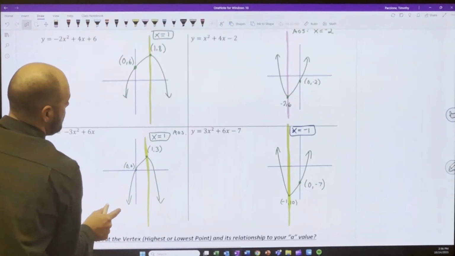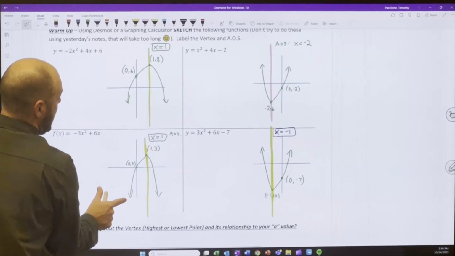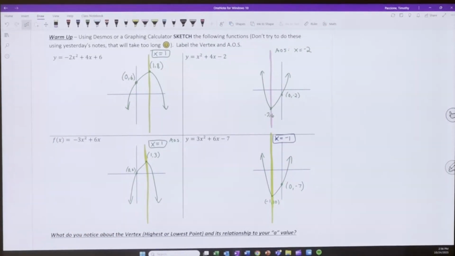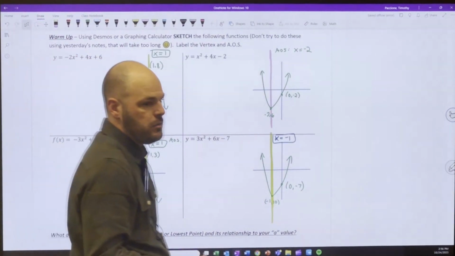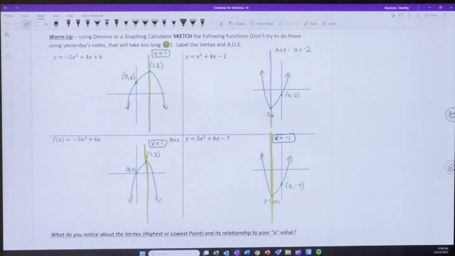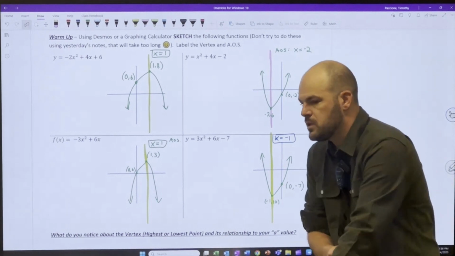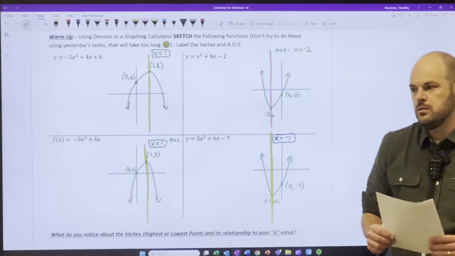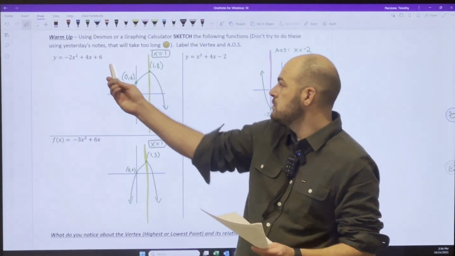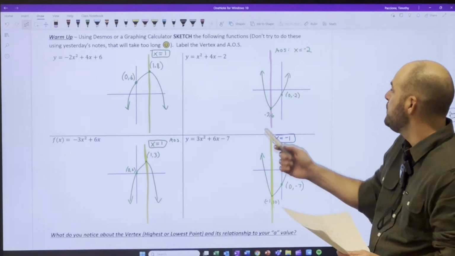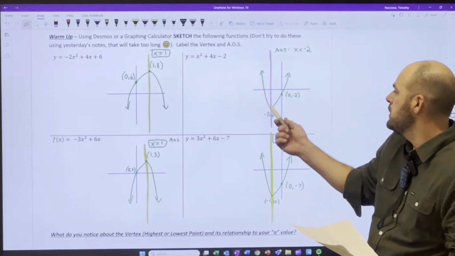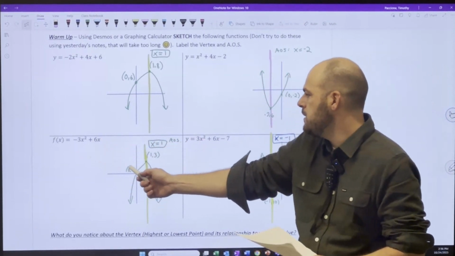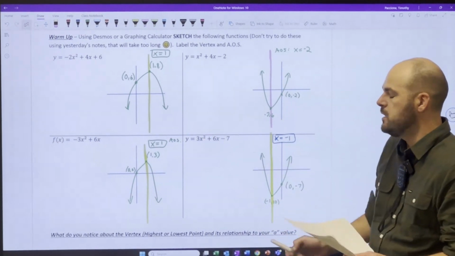At the bottom, it asked us, what do we notice about the relationship between the vertex, that highest or lowest point, and our a value? Our a value in each situation, and then the highest or lowest point, that vertex value. So, do we notice anything? What do we think? There's a takeaway here. Here I had -2. There's my highest point. Here I had 1. Here's my lowest point. Here I had -3. There's my highest point. Here I had 3. There's my lowest point.